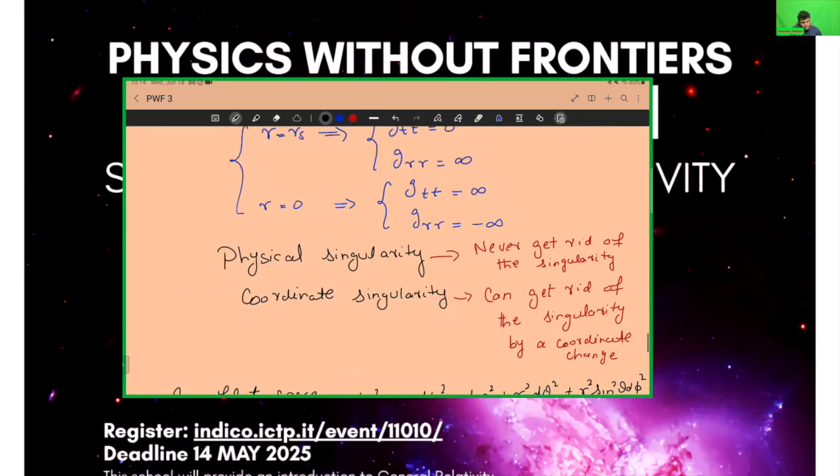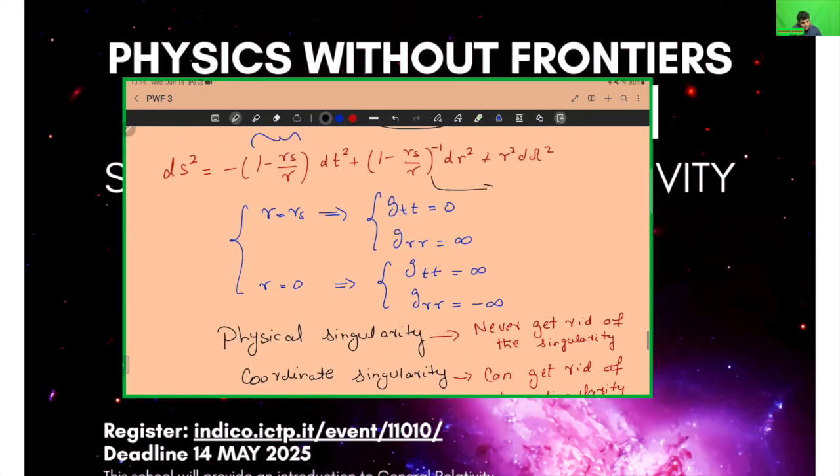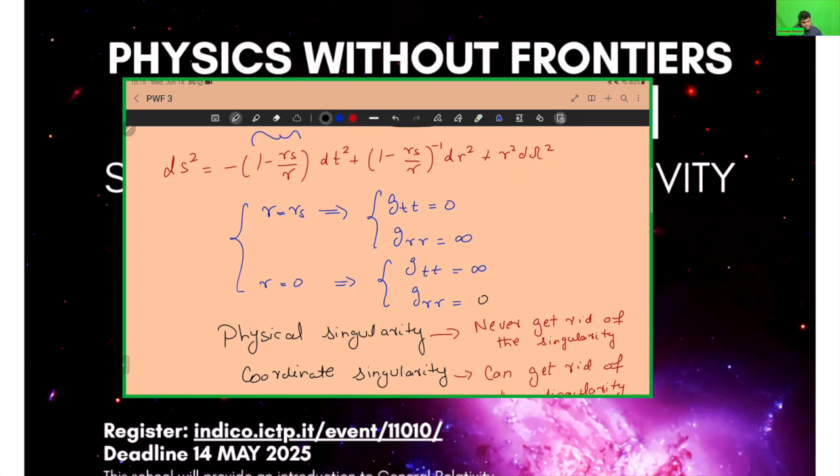Oh, wait, sorry. You're saying that for this case, GRR is 1 over... Yeah, you're right. Sorry. This should be 0. It's 1 over minus infinity. Yes, you're correct. Okay, but still there's a problem, as you can see.